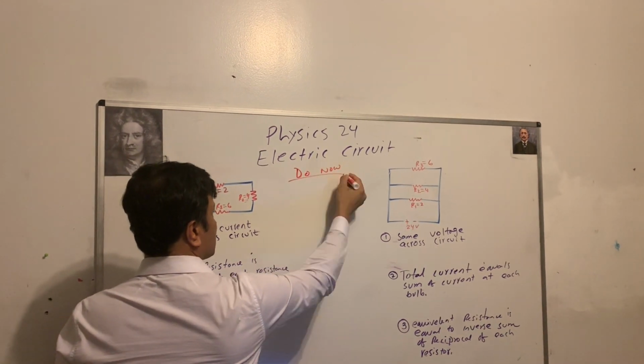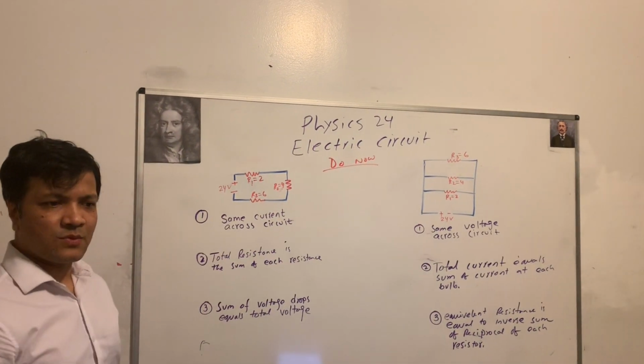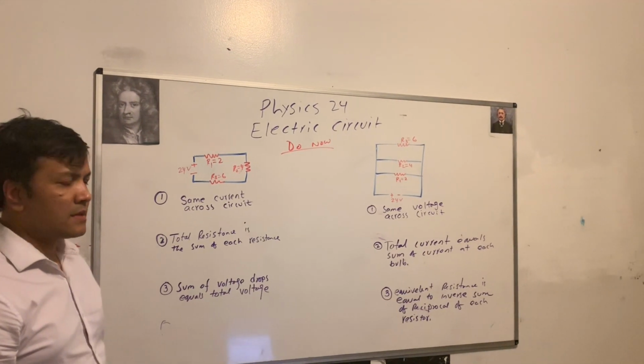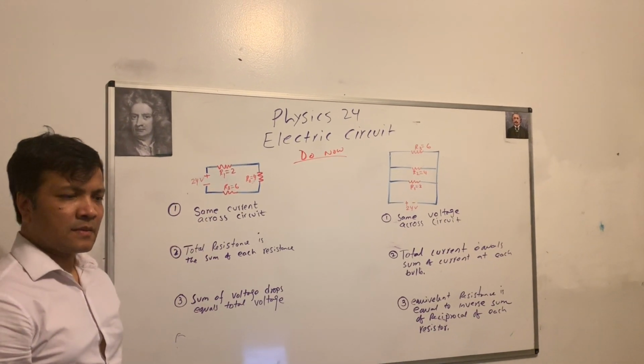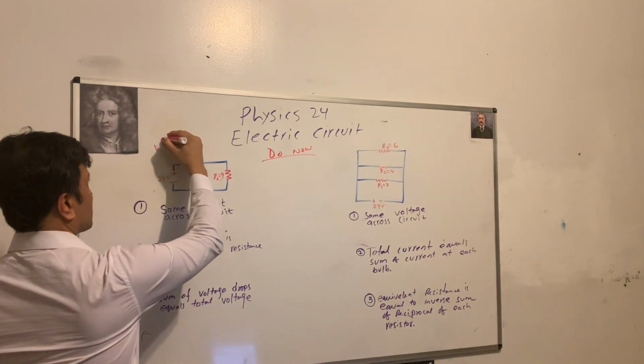Now, I have two types of circuit. Can you tell us what type of circuit? Series and parallel. What makes it series? There's only one current path. One path to the current.